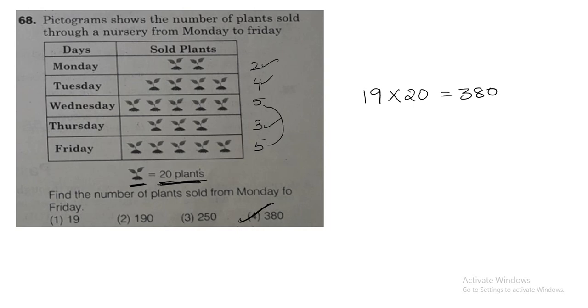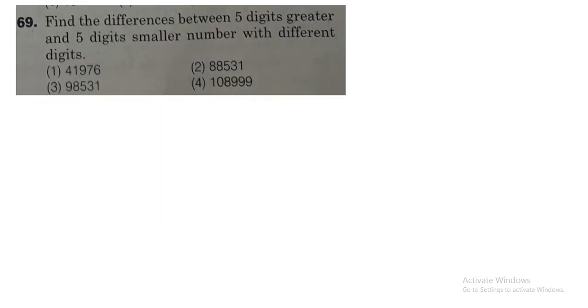Then the total number of plants that were sold from Monday to Friday is 380. Next, moving on to question number 69.